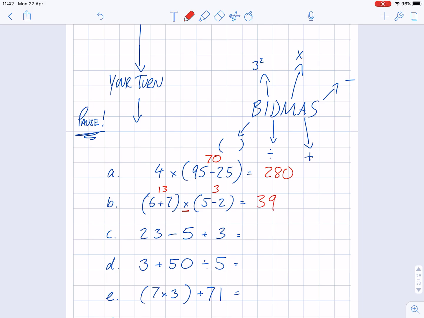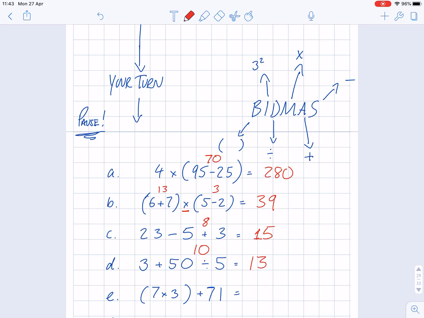23 take away 5 add 3. I've got a takeaway and an addition in there. What comes first? It's the addition, isn't it? So 5 add 3 is 8. 23 take away 8 would be 15. Next one, I've got an addition and I've got a division. I can see in BiDMAS, division comes first. So what is 50 divided by 5? It's 10. 3 add 10 is 13.